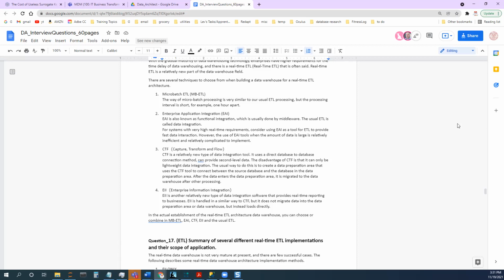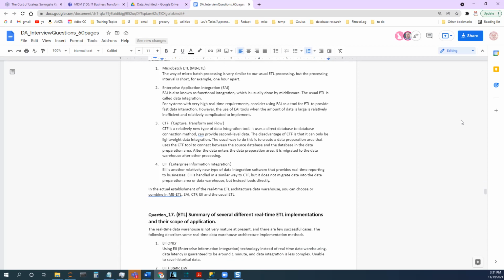CTF, Capture, Transform, and Flow. CTF is a relatively new type of data integration tool. It uses a direct database to database connection method, and can provide second-level data. The disadvantage of CTF is that it can only be lightweight data integration. The usual way to do this is to create a data preparation area that uses the CTF tool to connect between the source data and the database in the data preparation area. After the data enters the data preparation area, it is migrated to the data warehouse after other processing.